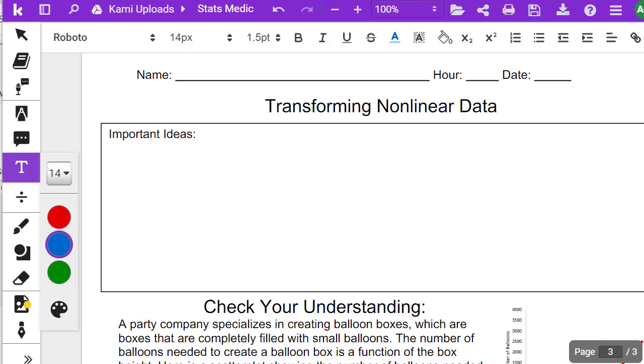So, give me a sec. I always have to do a search for this tool that I'm looking for.